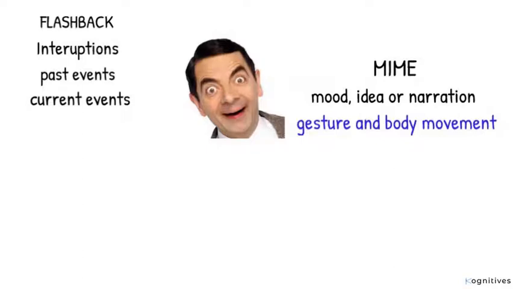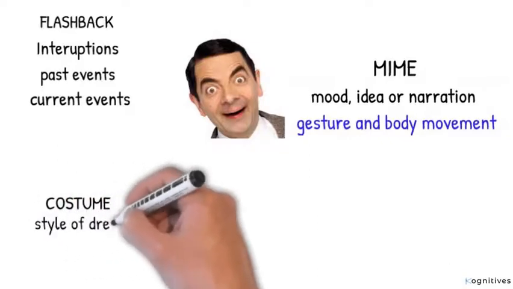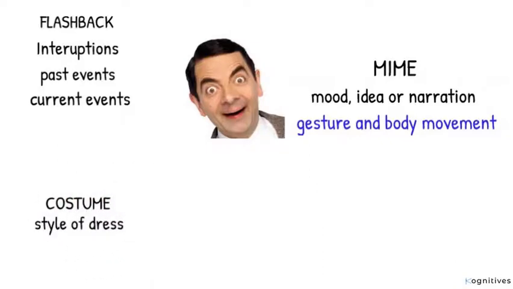He portrays a character, mood, idea by gestures and bodily movements. Number five, costume. Costume is a style of dress characteristic of a certain profession. It is also clothes worn for an event or a play.